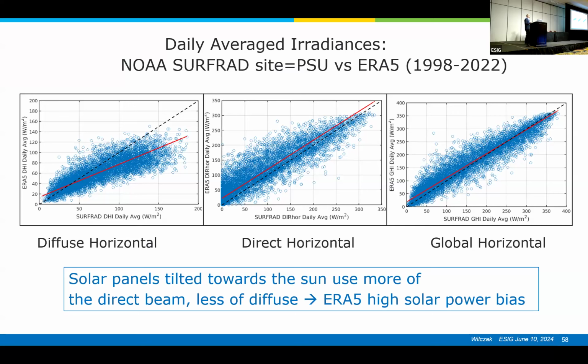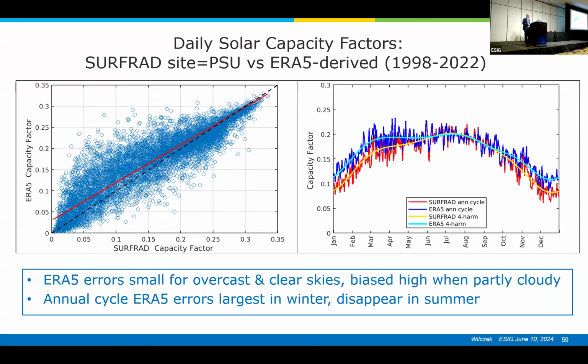And if you sum the two of those together, those two opposing biases tend to cancel one another out, and you actually do a pretty good job of getting the global horizontal irradiance. But of course, if you have solar panels that are tilted towards the sun to optimize the amount of energy that you produce, you're going to be making more use of that direct beam and less of the diffuse, and you would expect to see a high bias in the solar capacity factors.